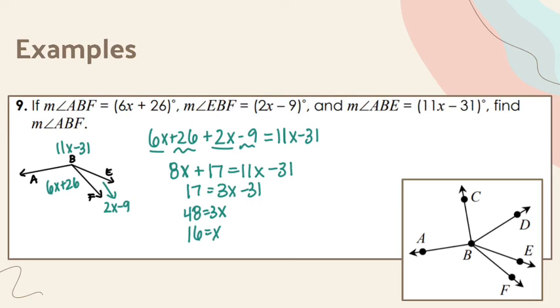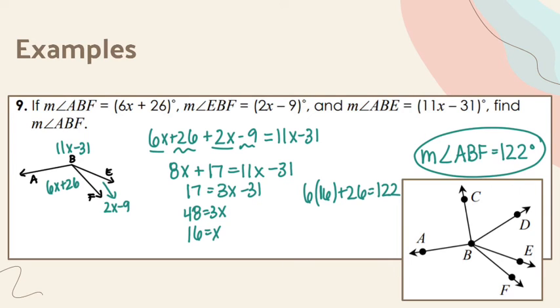Now, this is not our answer. We are supposed to find the measure of angle ABF. So ABF is 6x plus 26. So we will just substitute 16 in for x to get the angle ABF is equal to 122 degrees. So our answer, measure angle ABF equals 122 degrees.